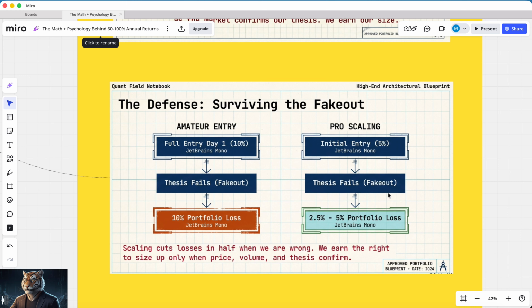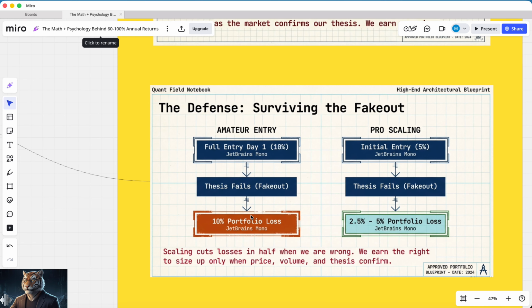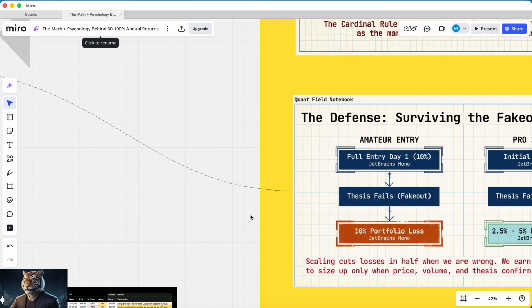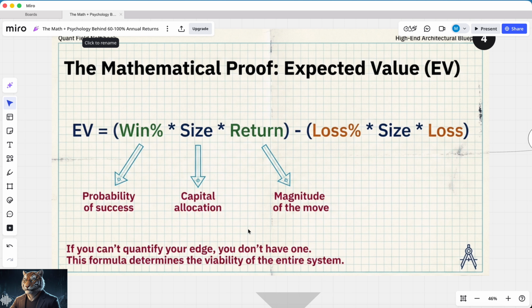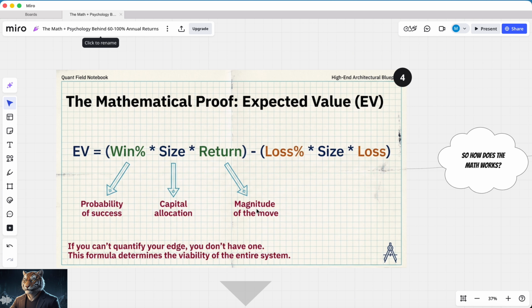Okay, let's go to the math behind all of that. Let's bring it all together and then explain how the math works. So there is an expected value equation in front of you right now. It has a few key concepts. It has a probability of success, capital allocation, and then magnitude of a move. We talked about the capital allocation. We just talked about the fact that we're looking to get to about 6.5% on the winning trades. We're looking to size down and control the size of the losing trades to about 4.5%.